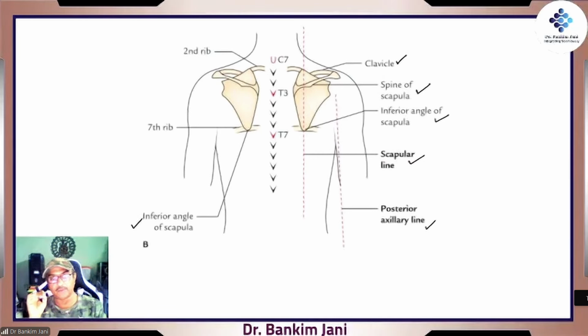So these lines will help us when we want to go for some procedure, or we want to go into the lungs, we want to put some needle for the biopsy, what is called fine needle aspiration cytology, FNAC. So it is defined where exactly we shall do the puncturing. This is with respect to the bony prominences which we can feel, so it will become much easier.